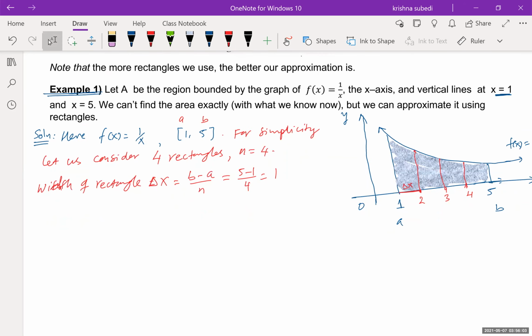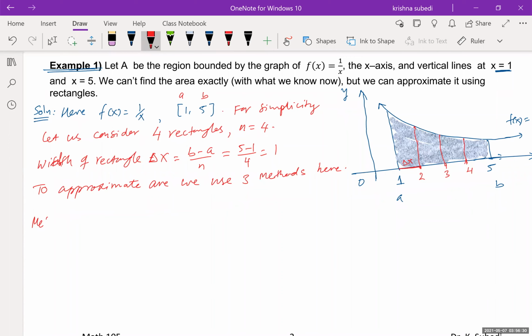All right. Now the question is, in order to make the rectangles, there are a couple of ways to do it. To approximate the area, we use three methods here. Okay, method number one, using left endpoint.